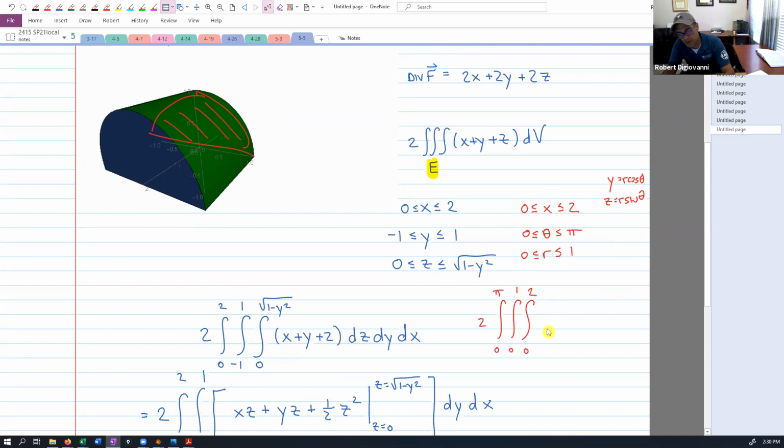This is where things are going to get weird. We're going to have x, plus y. What's y for us? Sorry, x is x. Y is r cosine theta. Z is r sine theta. We have to hit all of those with r, right, for the conversion. And then we have d.